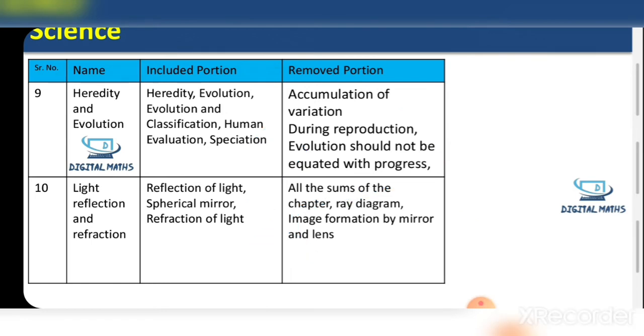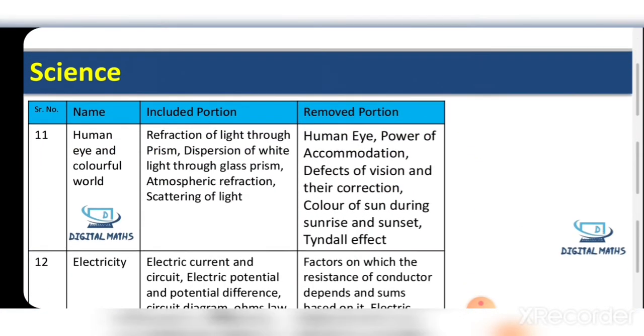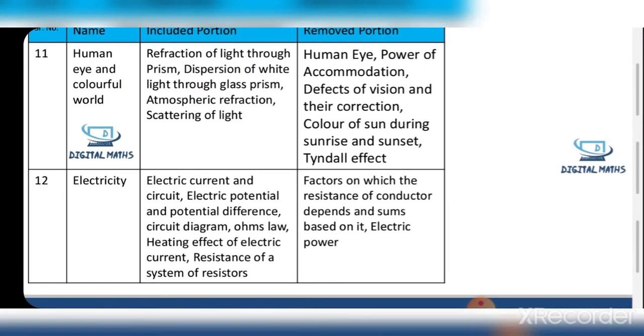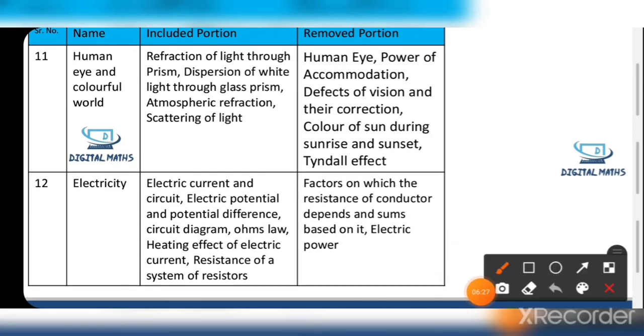Now we have to see chapter number 11, Human Eye and the Colourful World. Which is the included portion and which is the removed portion? Included portion is the refraction of light through the prism, dispersion of white light through the glass prism, atmospheric refraction and the scattering of light. I explain you very well.